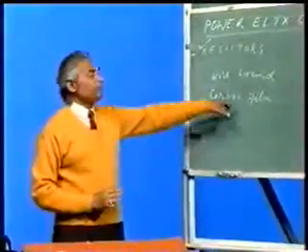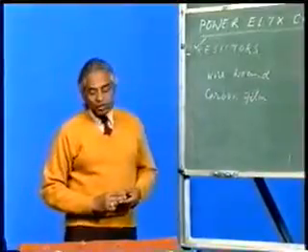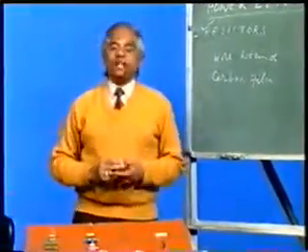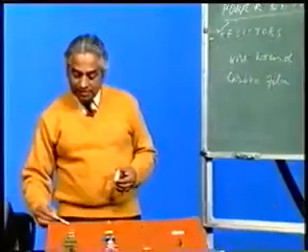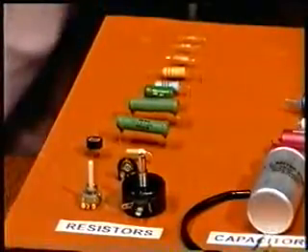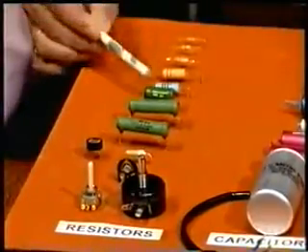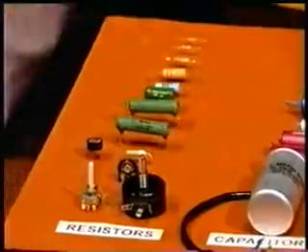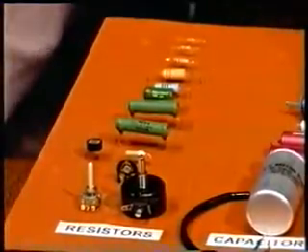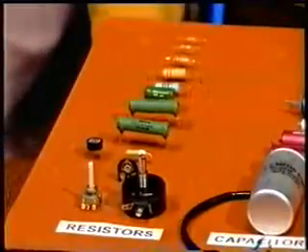The carbon film type of resistor is the one in which you will not find anything printed on it. These are the carbon film type of resistors where you do not find any number printed on it. But these are the wire wound type of resistors. Here you find that some value is printed which indicates what is the value of this resistor.